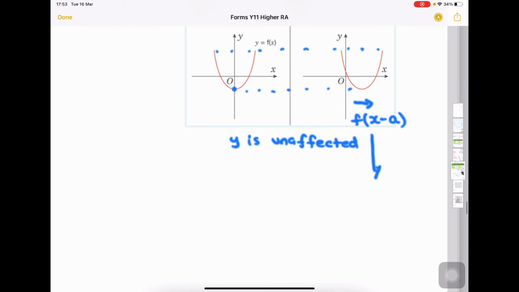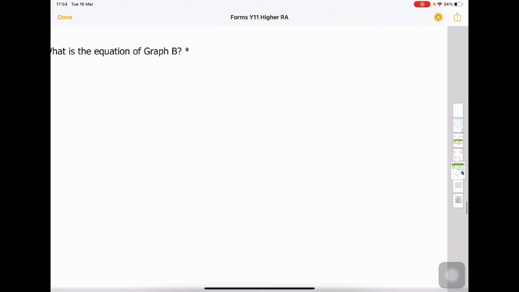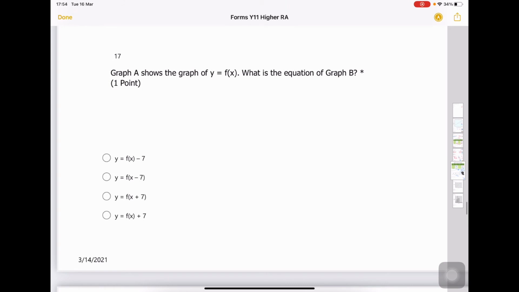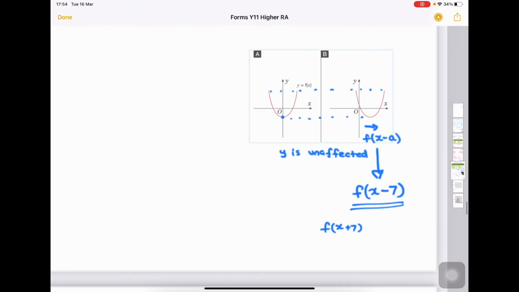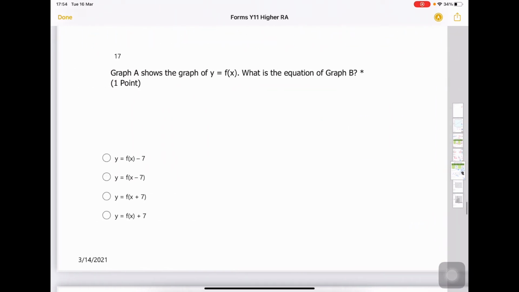So I will say that this transformation is f of x take away 7, because, remember, shifting to the right is this type of transformation, so f of x take away 7. And if you shift to the left, it would be f of x plus 7. That's shifting to the left. So we need to tick, which one was it? F of x take away 7. So we need to tick this one.